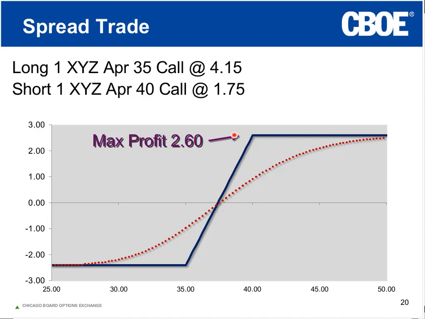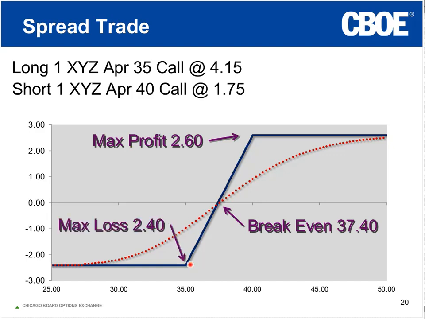and have a maximum profit of $2.60. Our break even was $37.40. Well, where was the stock before we put this trade on? It was actually at $37.50. So it is possible that we could make money on the trade even if the stock didn't move at all. Make 10 cents if the stock didn't move at all between now and expiration. And then our maximum potential loss, if the stock goes in the opposite direction, and if it's at any price below 35, we have a maximum potential loss in this situation of $2.40.